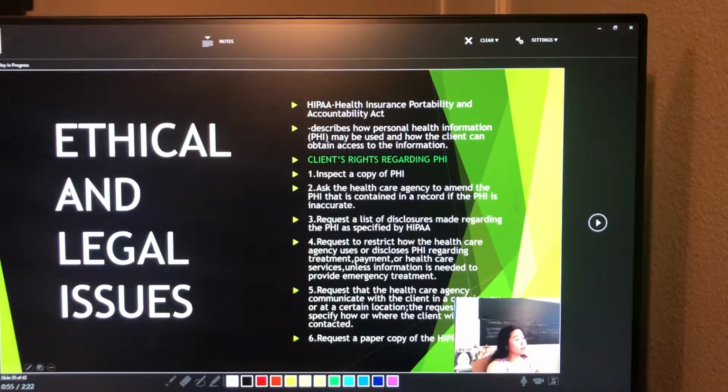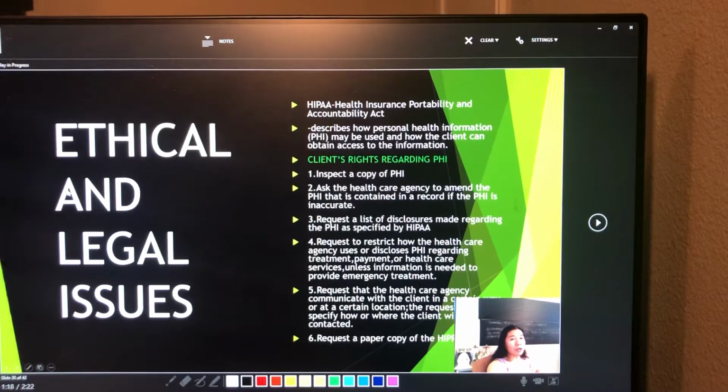The client has various rights as a consumer of healthcare under HIPAA, and any client request may need to be placed in writing. A fee may be attached to certain client requests. The client may file a complaint if the client believes that privacy rights have been violated.